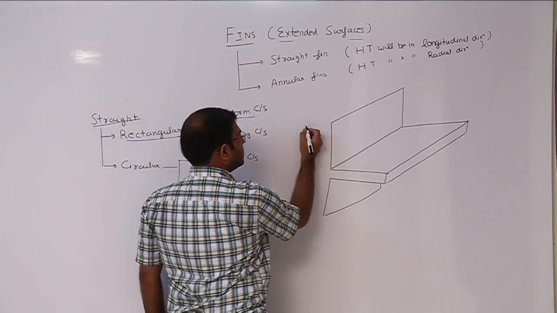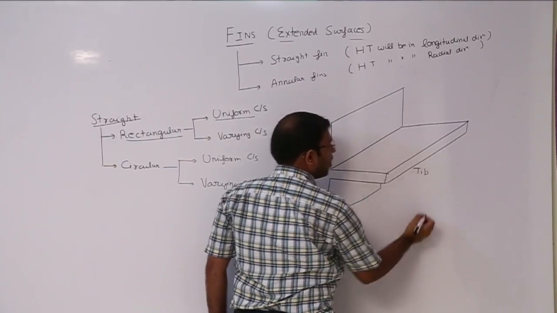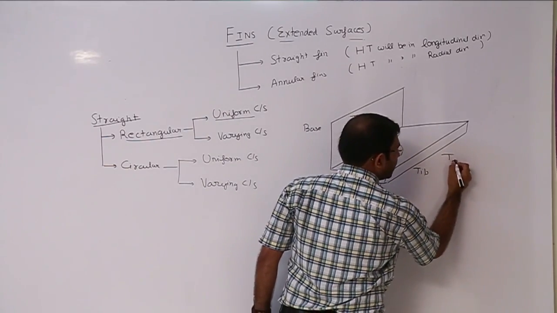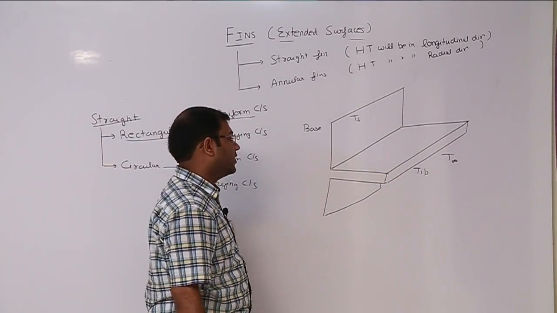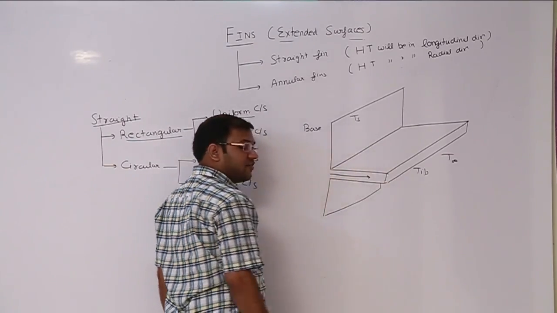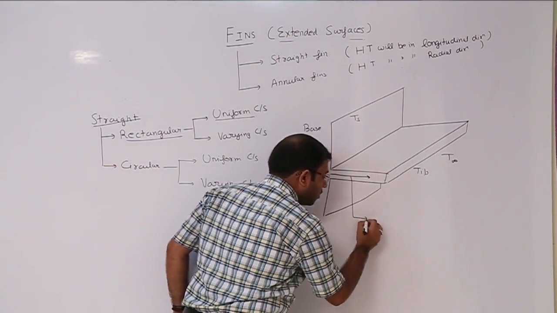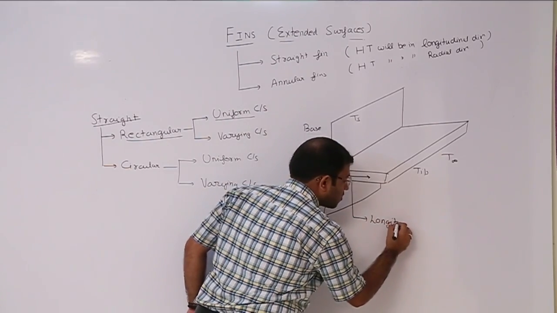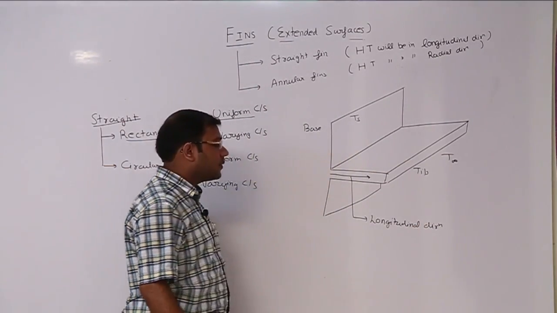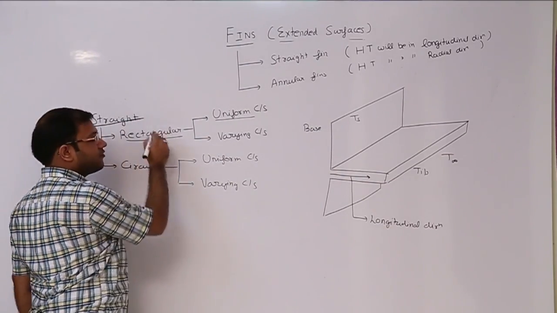Now see, this is our base and this is our tip of fin. Let here the temperature be Ts and here the temperature be T infinity. So what we see, heat will transfer from base to tip. So this is nothing but your longitudinal direction. So this is nothing but a straight fin.